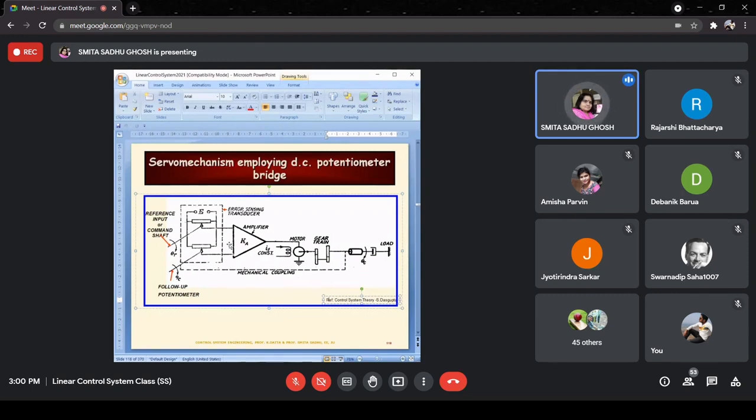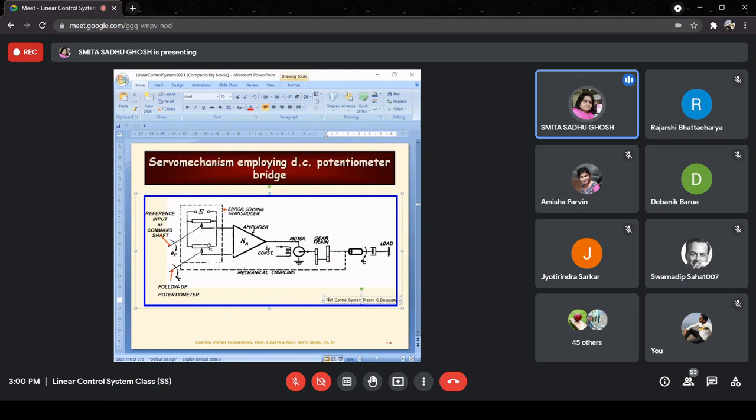So here now, in this particular mechanism, this is called a servo mechanism. As I told you, we'll be doing a bit more of this in detail as we go by. And here, this is a servo mechanism employing a DC potentiometer bridge. This dotted box over here is the potentiometer bridge, of course DC, and it is the potentiometric bridge arrangement that we are referring to. So here, this potentiometer is acting as an error detector.